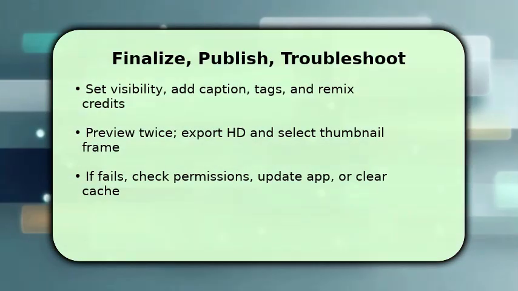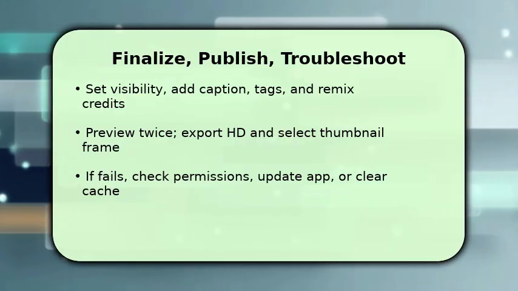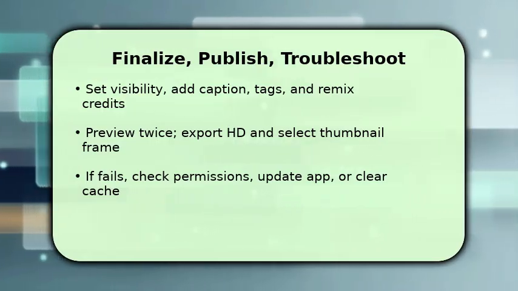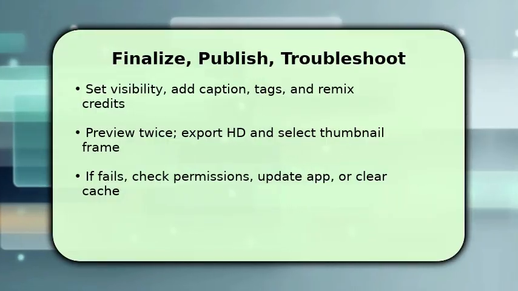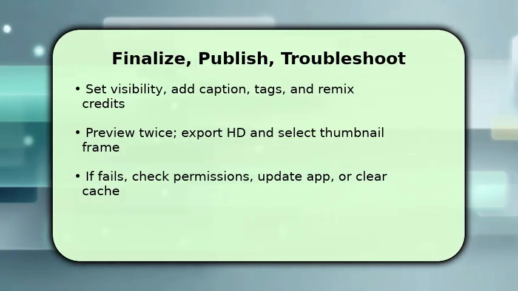Finish by writing a clear caption, add tags, and ensure the original creator is credited if YouTube prompts it. This improves discoverability. Preview the remix twice and check audio levels, then export in HD and choose a thumbnail frame that stands out. Tap Publish and monitor early performance to adjust future timing.